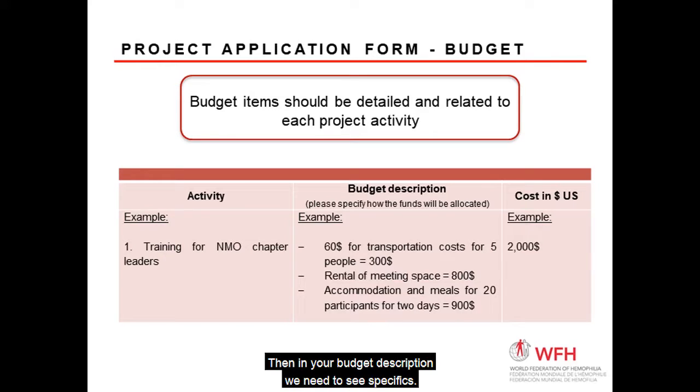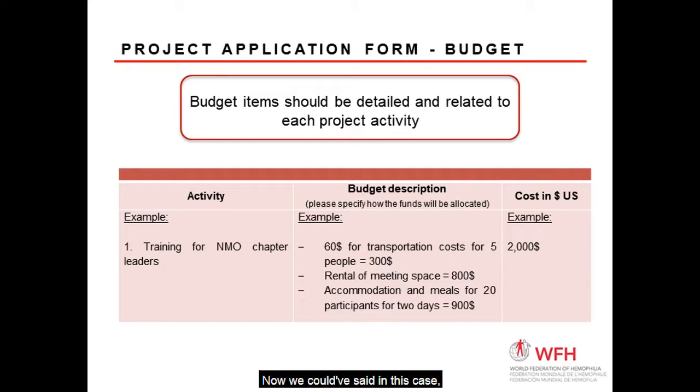Then in your budget description, we need to see specifics. So I need $60 for transportation costs for 5 people, right? $60 each for them to get to the training or the meeting. That's $300. Rental of the meeting space, in this case, is $800. Accommodation and meals for 20 participants for 2 days, that's $900. As you can see, every single piece is broken down.